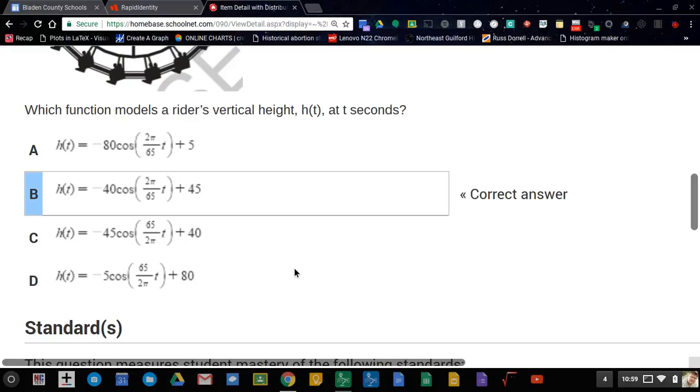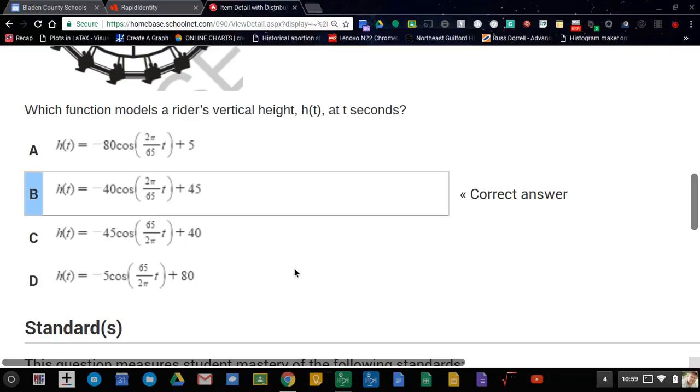Look at answer choice C. I have a vertical shift of 40, amplitude of 45. It's going to take you under the ground. You're going below the x-axis. Common sense says C is not the right answer.